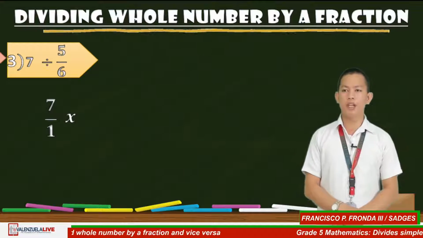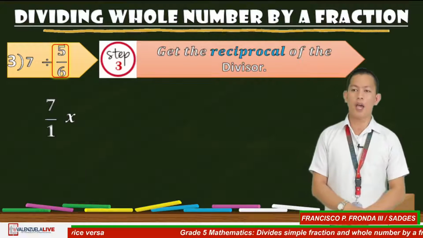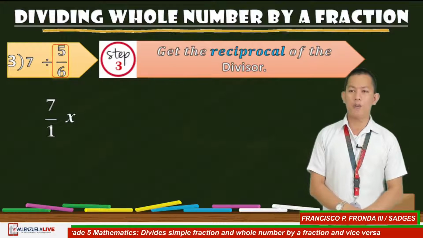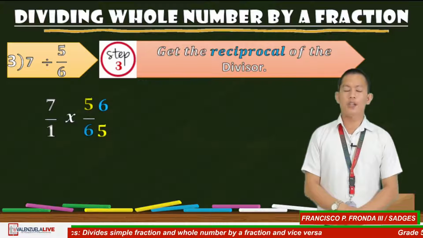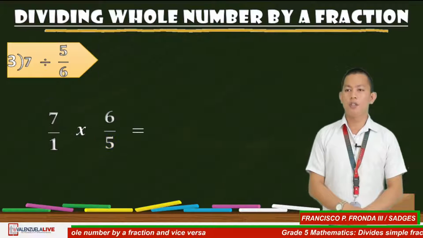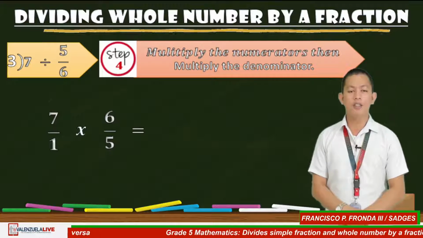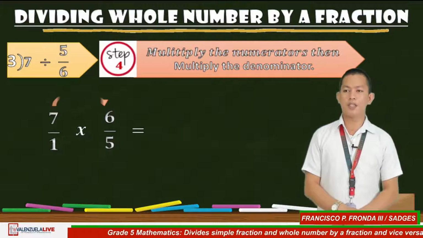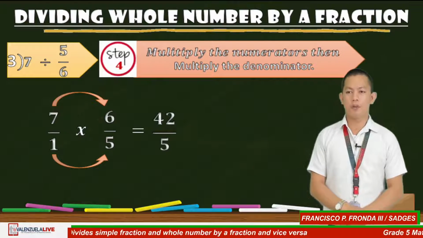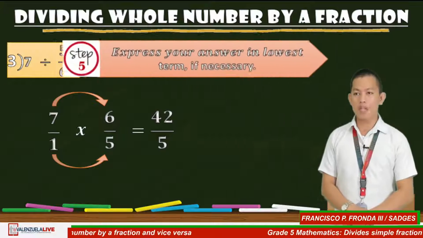And then, step number 3, you get the reciprocal of the divisor. Our divisor is 5/6. The reciprocal of 5/6 is, very good, grade 5 learners, 6 over 5. Then, let's proceed to step number 4. You multiply the numerators, then multiply the denominators. 7 times 6, the answer is 42. Then 1 times 5, the answer is 5. So, 42 over 5.